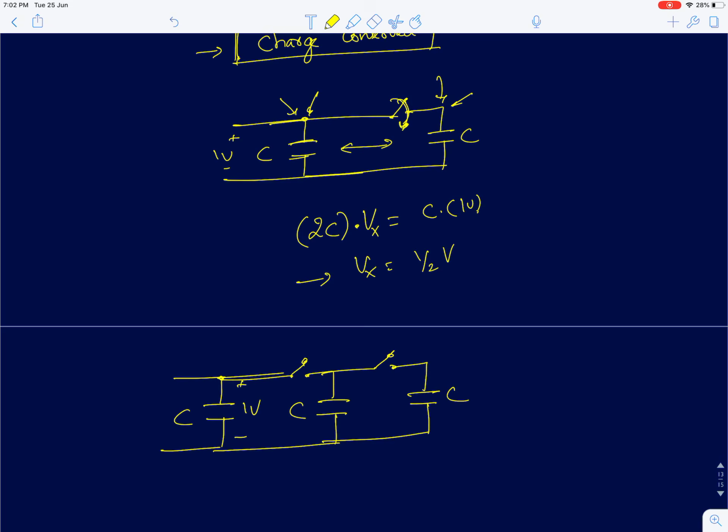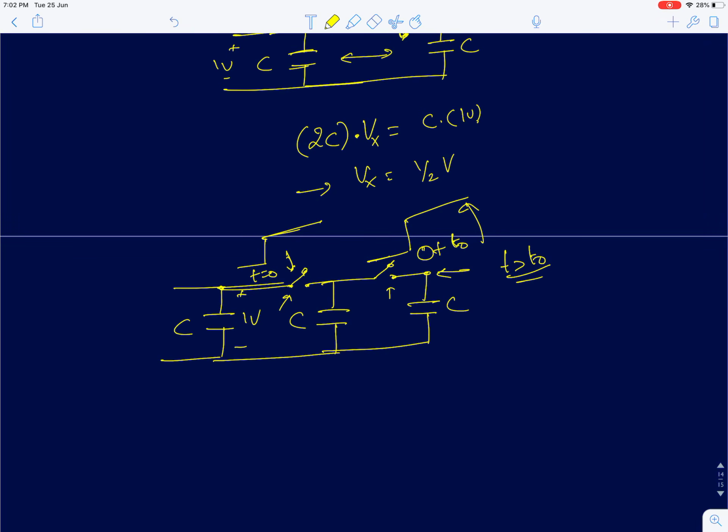So what I do here is, initially this switch is open, at t equal to 0 the switch is closed, and at t equal to 0 plus some t naught I am going to close this other switch. So what will be the final voltage across the 3 capacitors for t greater than t naught?